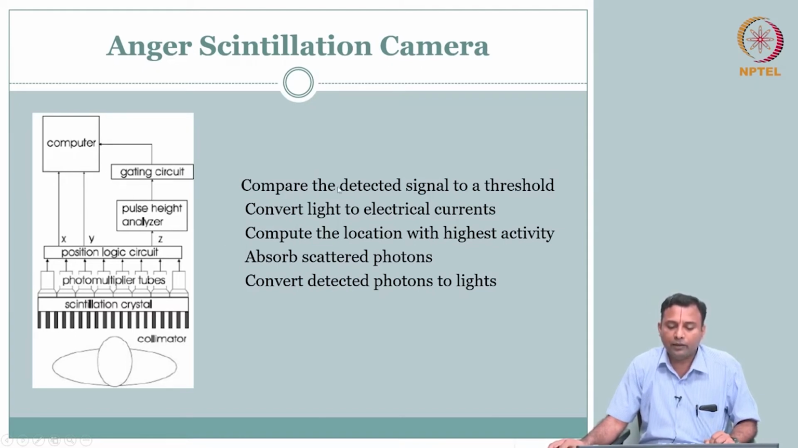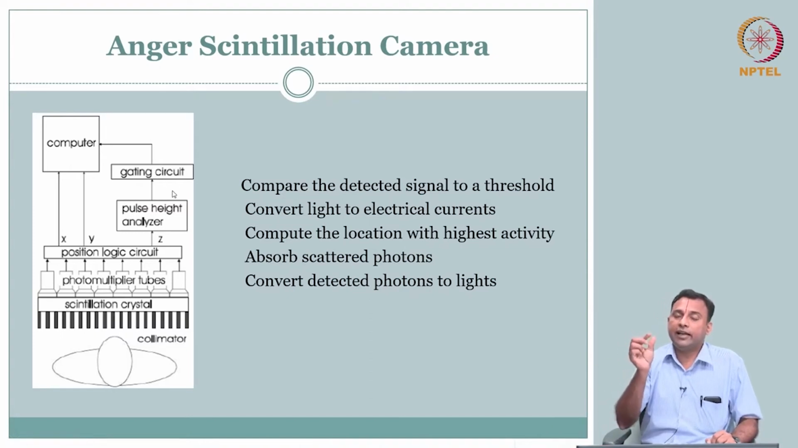So, you compare the detected signal to a threshold. Here, whatever comes, right, not all of them you may want to use. So, you have this pulse height analyzer. The idea is you compare the detected signal to a threshold, whether we want to use that or not, because we have engineered the radiotracer. So, we are looking at a gamma energy that we know, because we have engineered that radiotracer, right. We showed the example of technetium-99m, you get only one energy.